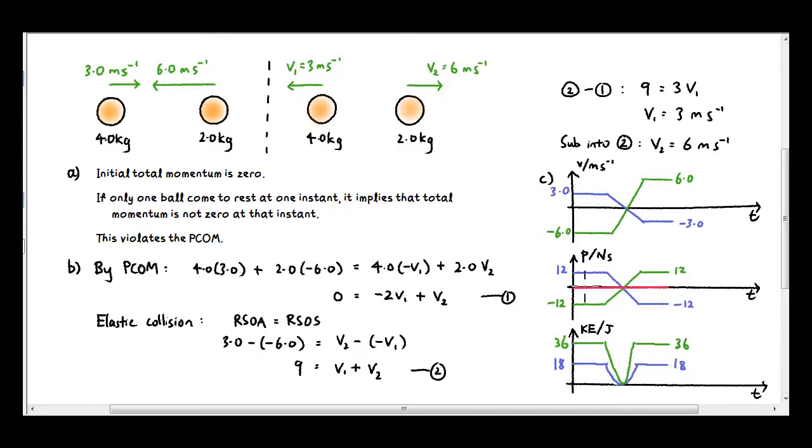So get it? The total momentum is conserved throughout the collision, before, during, and after. But for the kinetic energy, for an elastic collision, the kinetic energy is only conserved before and after, not during the collision.